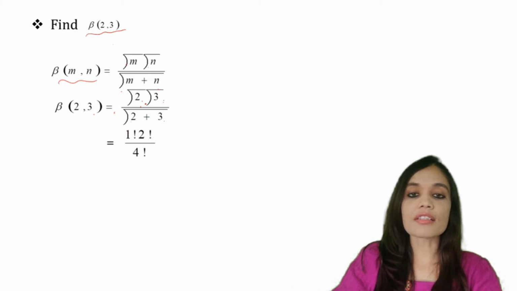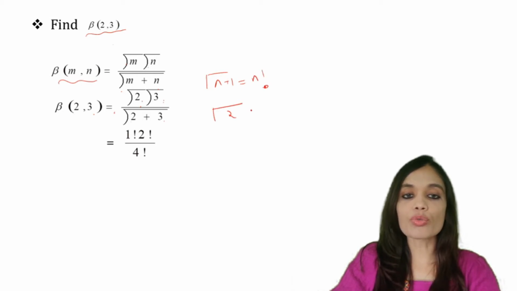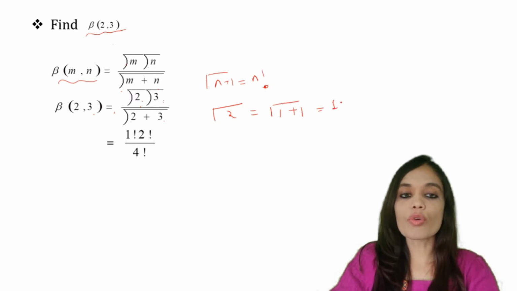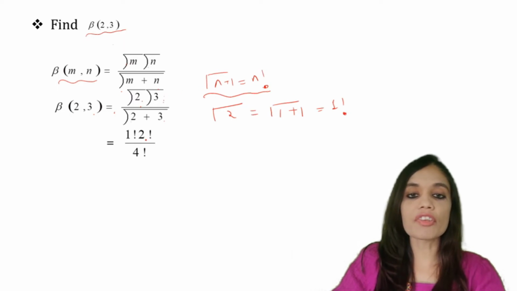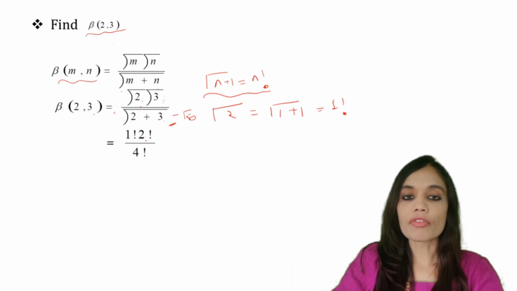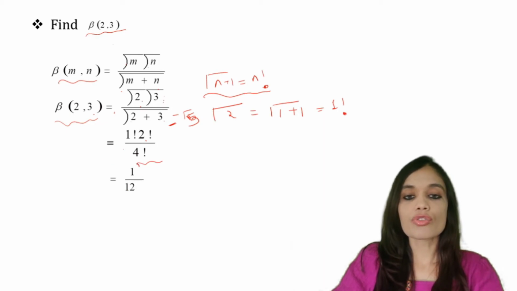Right? So next, we know gamma n plus 1 is equals to what? n factorial, right? Therefore, gamma 2 can be written as what? 1 plus 1, right? So it will be equals to what? 1 factorial. Similarly, using this formula, gamma 3 will be equals to 2 factorial and this gamma 5 will be equals to what? 4 factorial, right? So this is the answer of beta 2 comma 3. Now simplify this further, so you will get answer as 1 upon 12.